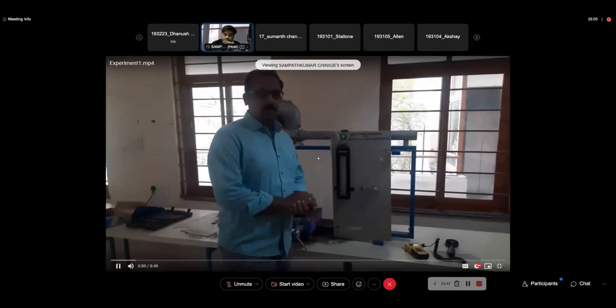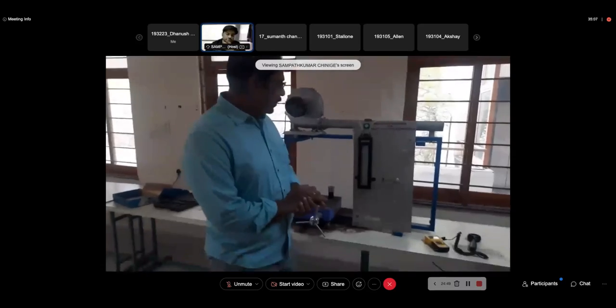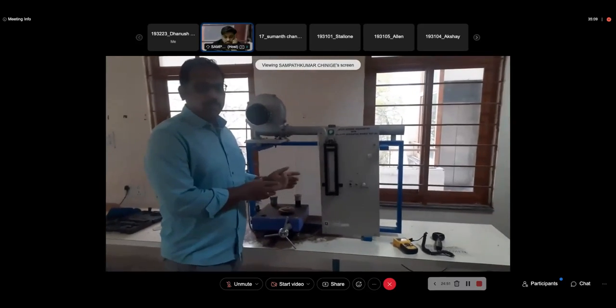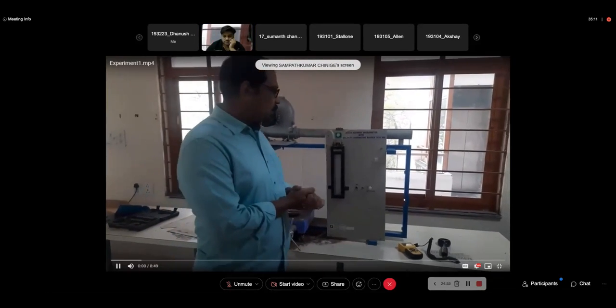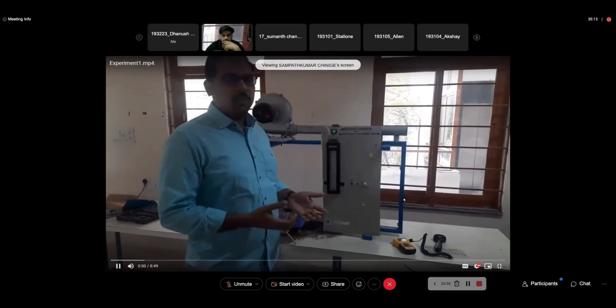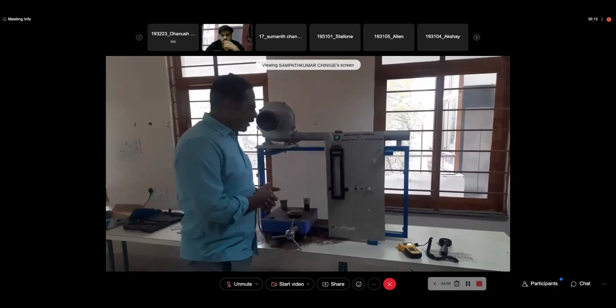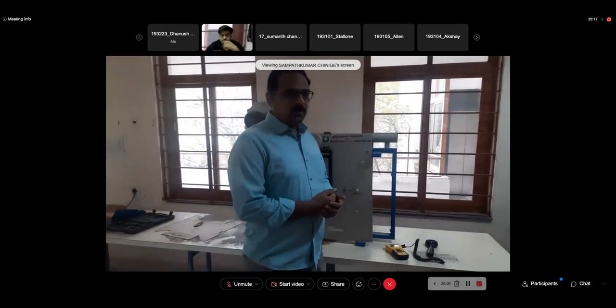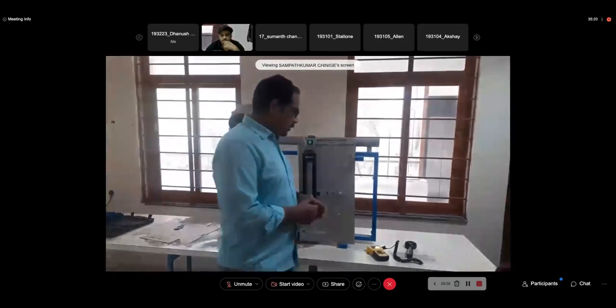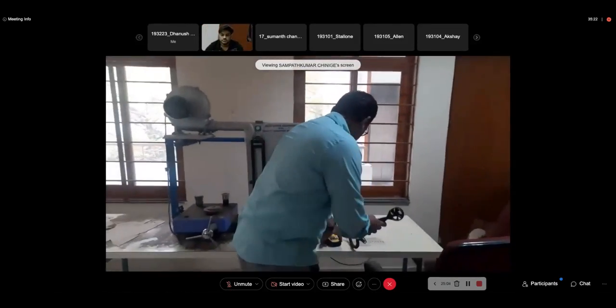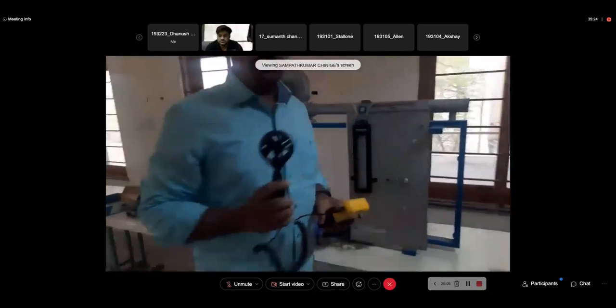Welcome everyone for this lab section. So in today's lab, what we are actually going to do is calibration of an anemometer. Okay. So in your report, it is given as hot wire anemometer, but what we are having here is a vane type anemometer. Vane type anemometer.